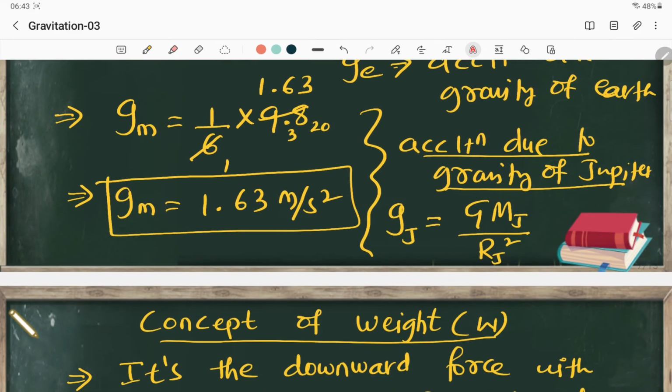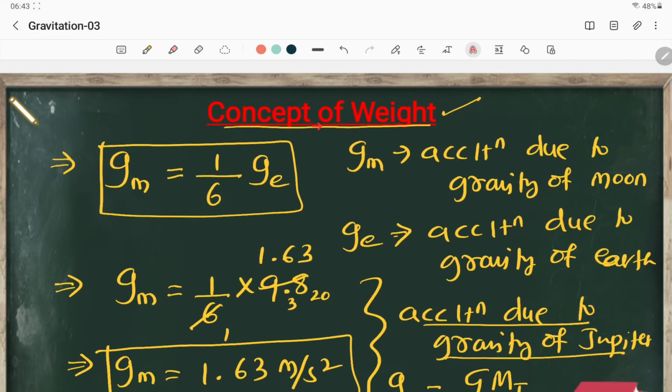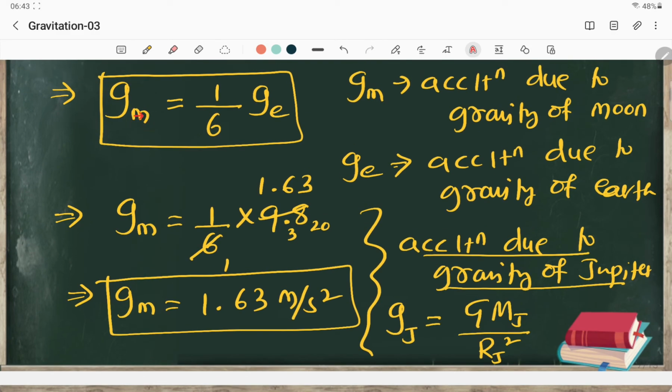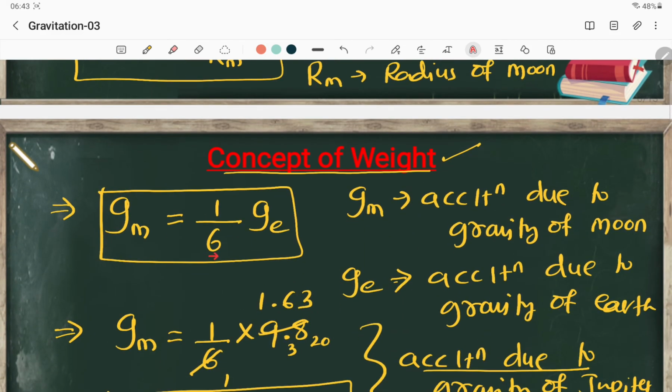Alright, I gave you all those examples here, and I gave you one more data. Before getting into the concept of weight, I gave you the concept that acceleration due to gravity of the moon is 1 by 6 times of acceleration due to gravity of earth. Why is it 1 by 6 times? Because the mass of the moon is less, no? The mass of the moon is less and the radius of the moon is also less. So that's why this value is going to be less for the moon. Like that, according to the mass and according to the radius, this acceleration due to gravity will be changing. Alright, so I gave this hint.